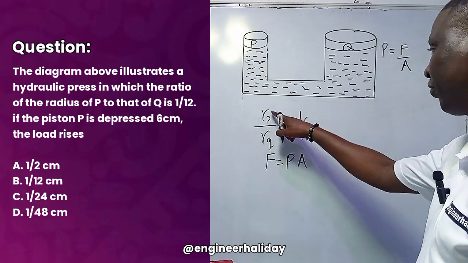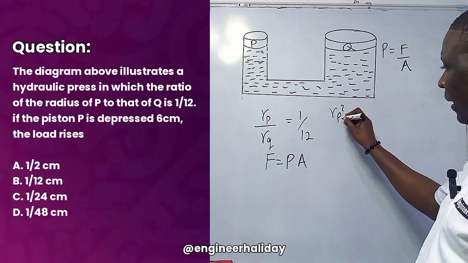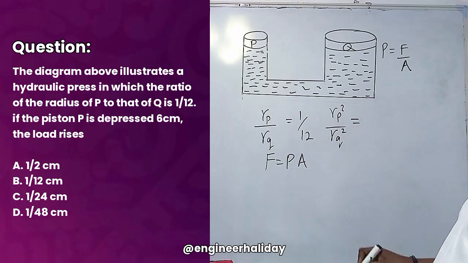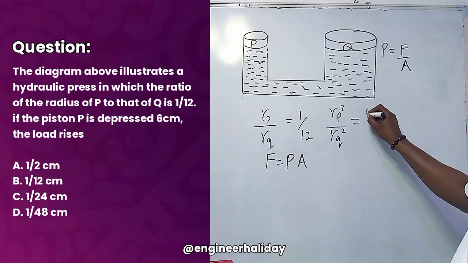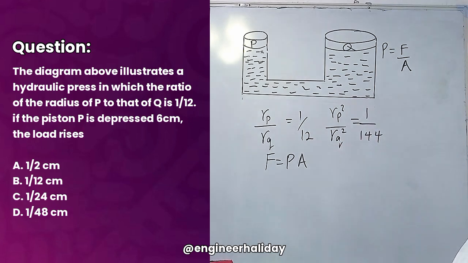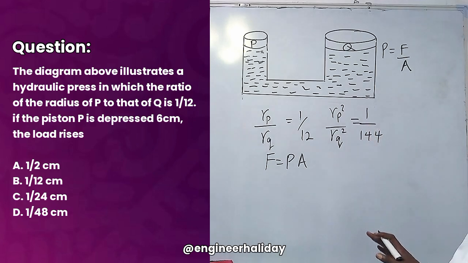Now, let me square both sides. Let me square both the numerator and the denominator. What do we have? RP square over RQ square. If I square 1, I will have 1. If I square 12, I will have 144. So we have 1/144 as their radius square.